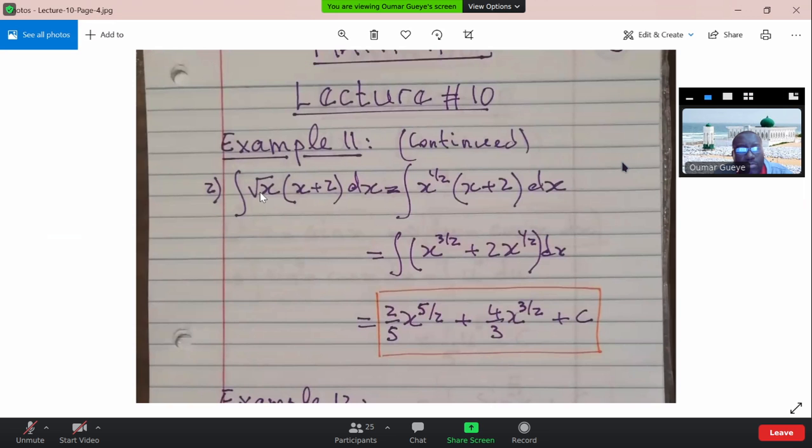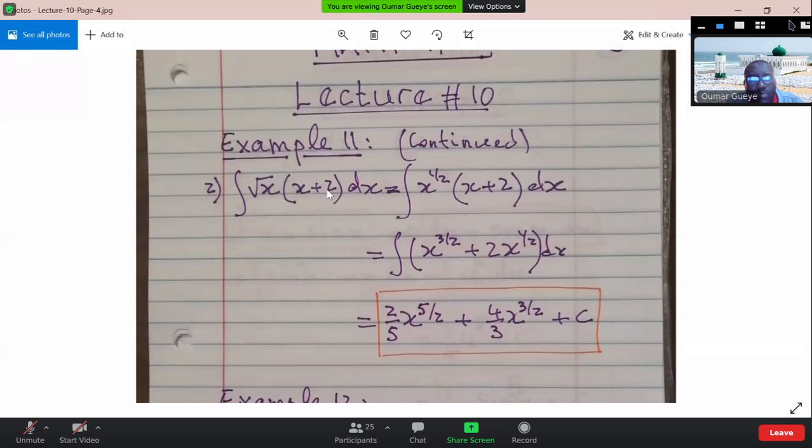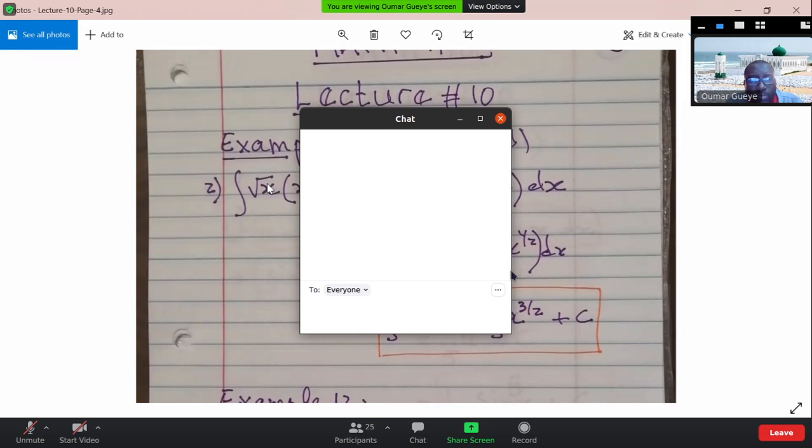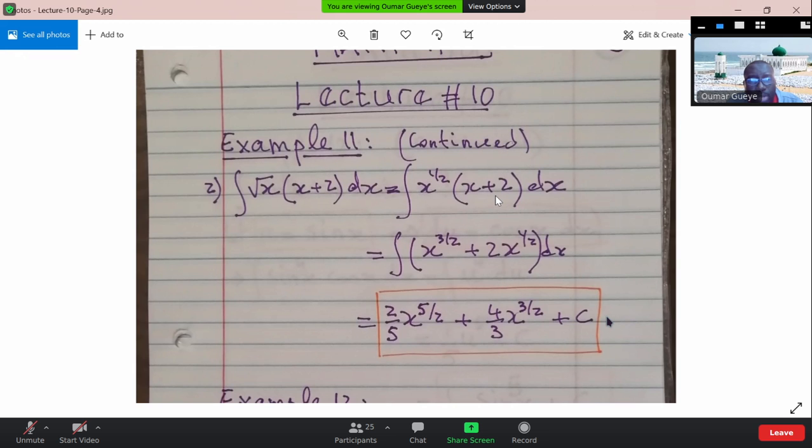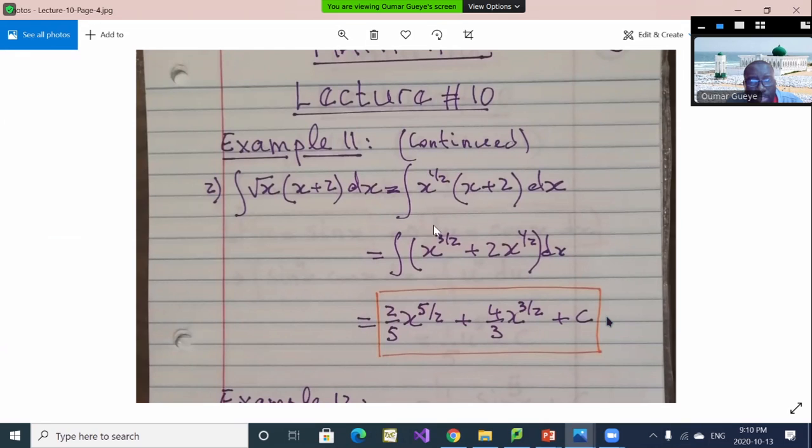So we have the integral of root of x times x plus 2. I'm going to replace the root of x by x to the power half. Now I'm going to open the bracket and expand it, and we have x to the power half times x, which is x to the power 3 by 2, plus 2 times x to the power half. So we have two power functions, and we just use the power rule.